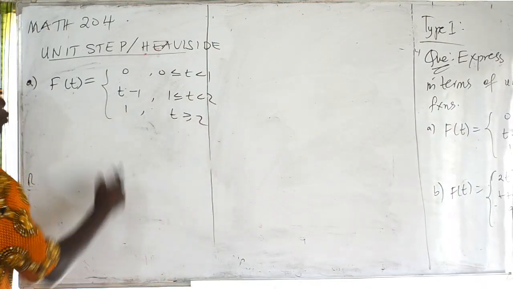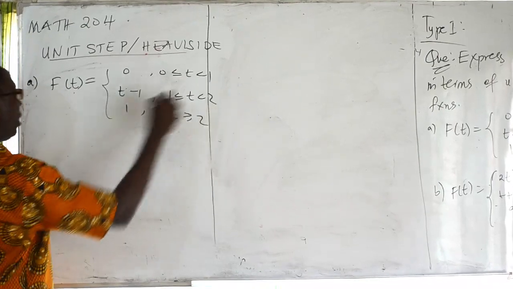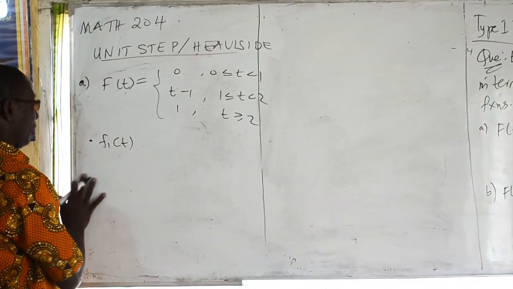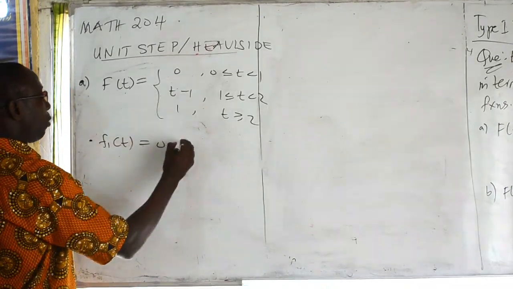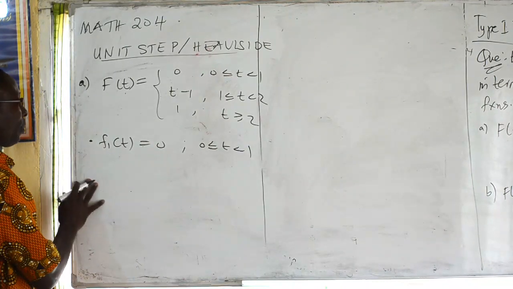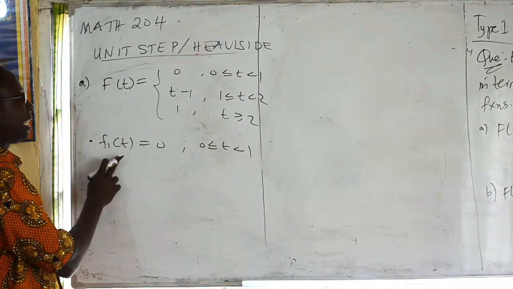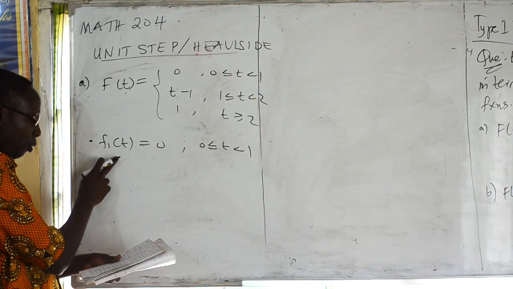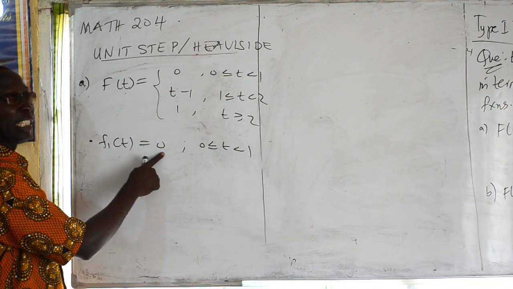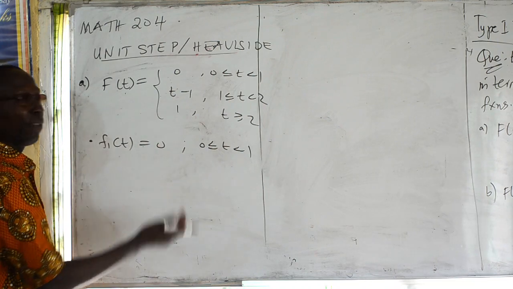This is the question. So we are taking the first row, the first f, which is 0, with the condition that here the unit step of this is still 0. So we don't worry ourselves. Because the function is 0, each unit step will still be 0. So we don't worry ourselves to even find it.